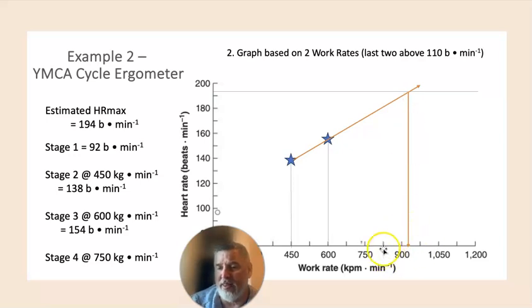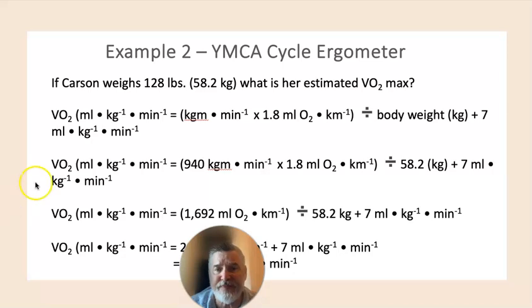And then we plug this value into one of the metabolic equations that we used from our last unit. And here's an example of that. So if Carson weighs 128 pounds, which is 58.2 kilograms, what's her estimated VO2 max? Okay, so here's our formula. Remember, this is the same one that we used in our last unit.